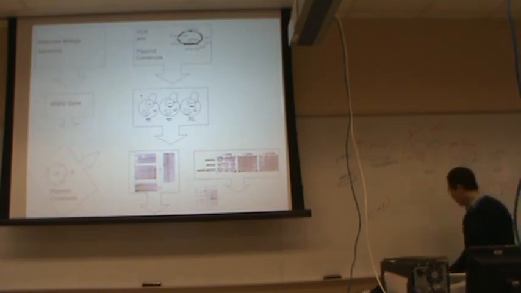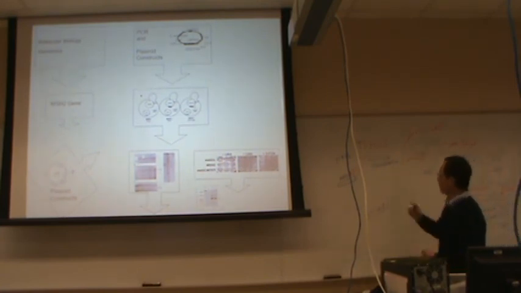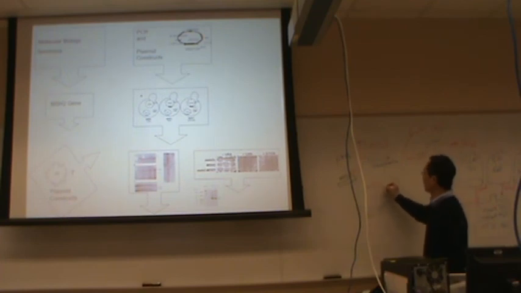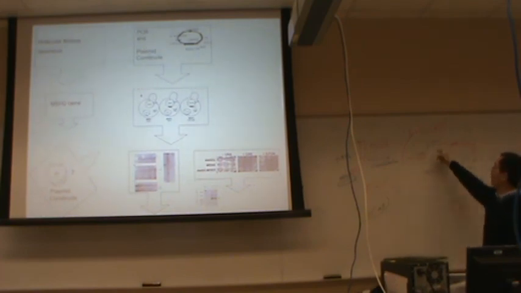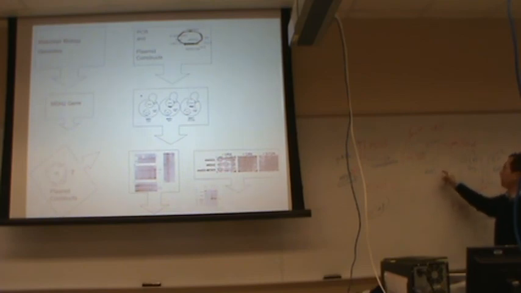Okay, so basically this is how we decide the media. The food we provide to the cell is basically media. And that's what we call genotype. So those are called genotype.